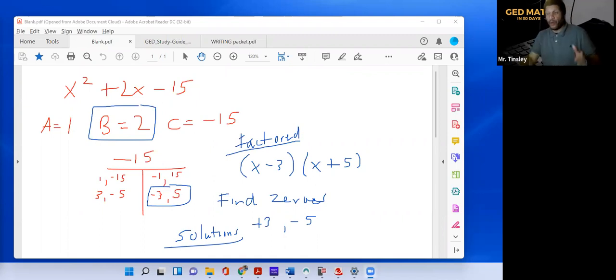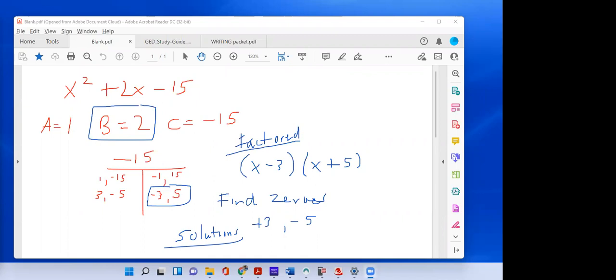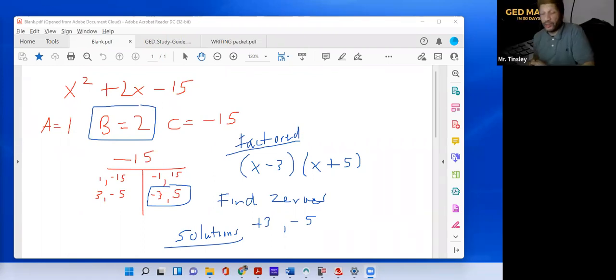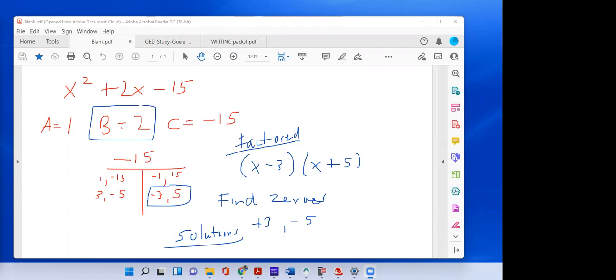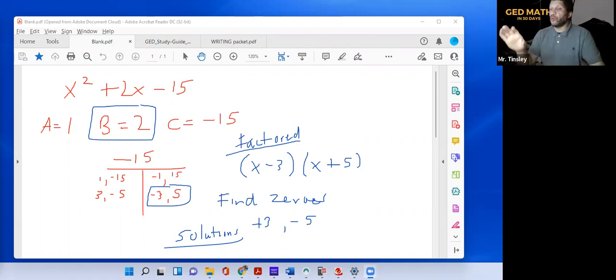So the solution, that's like the answer, right? Both of them solve the quadratic, but the answers are different. They're not both the same thing. We factor the quadratic equation so we can solve it easily.